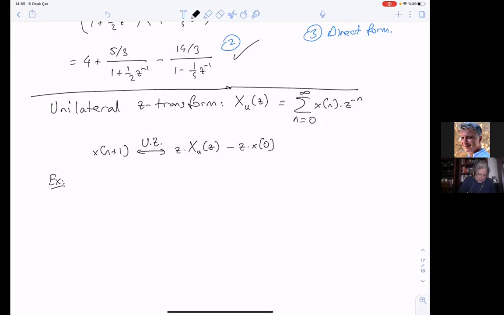The example is as follows. We have a difference equation, like a differential equation, and we have an initial condition of y of -1 equal to beta. This is the initial condition.